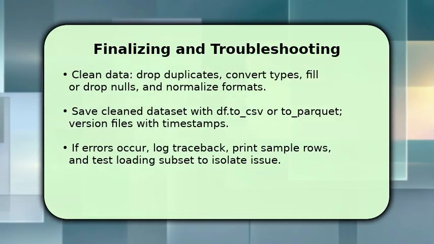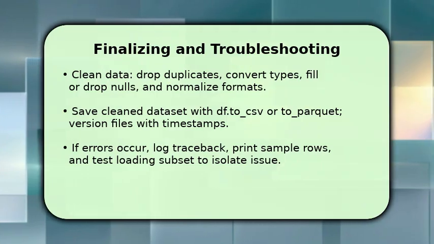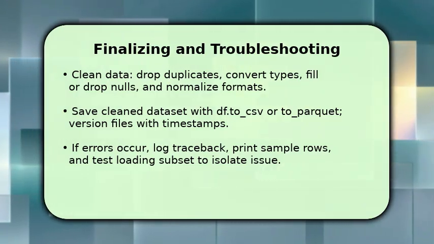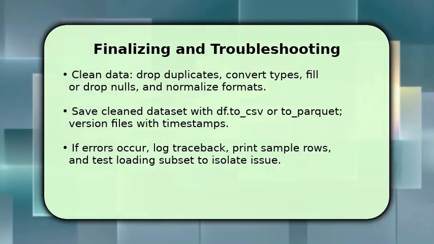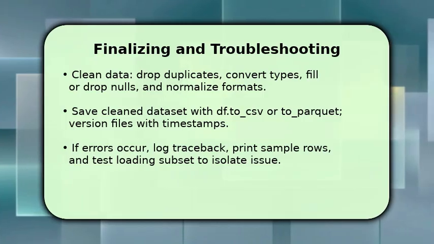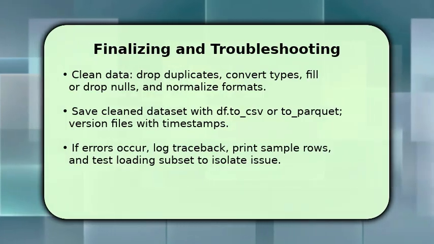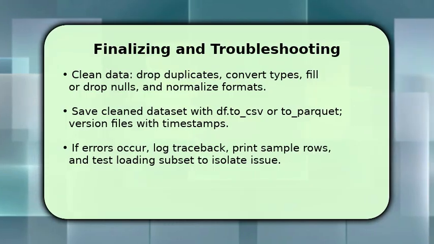If something goes wrong, start by reproducing the error on a small subset, inspect the traceback, and print offending rows. This helps you find malformed lines, encoding issues, or unexpected types quickly so you can fix the root cause.